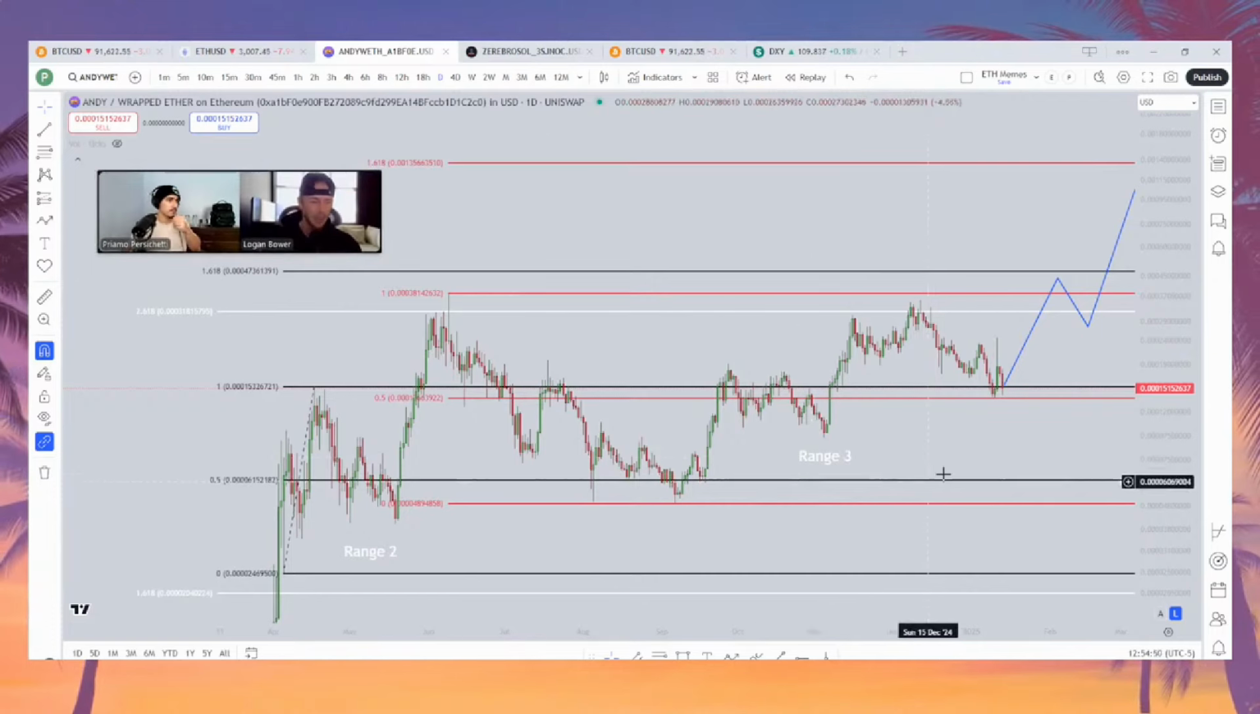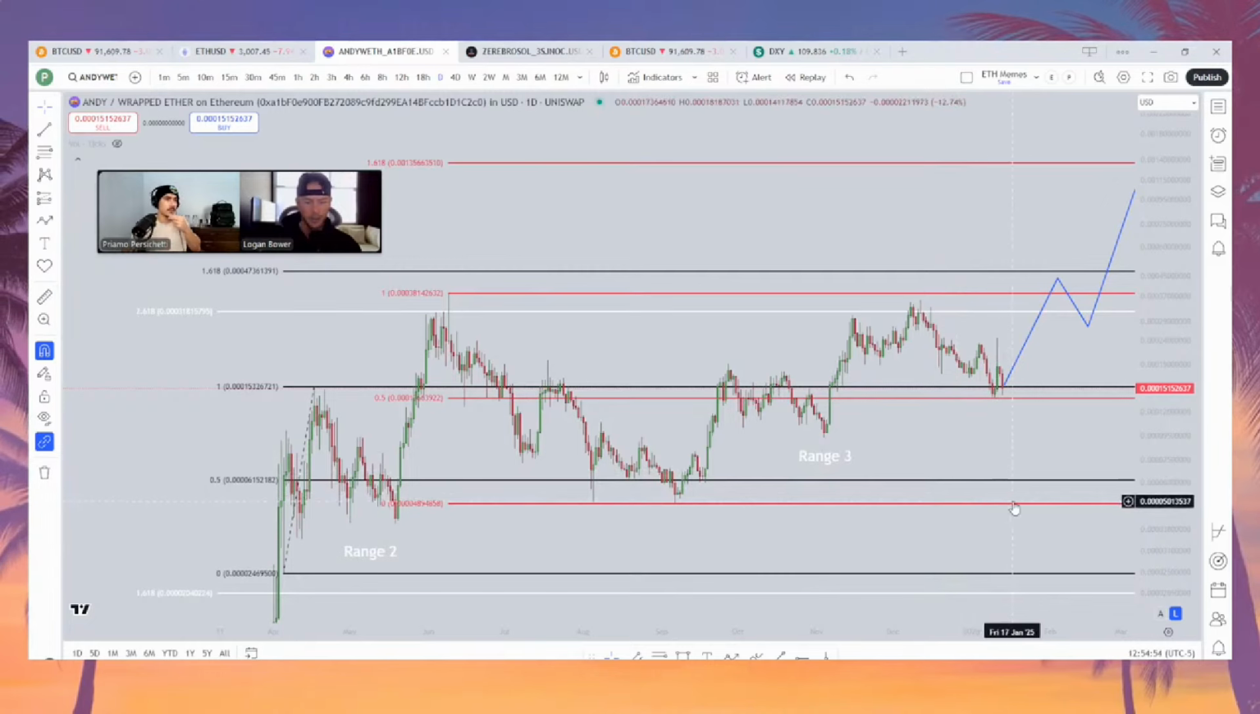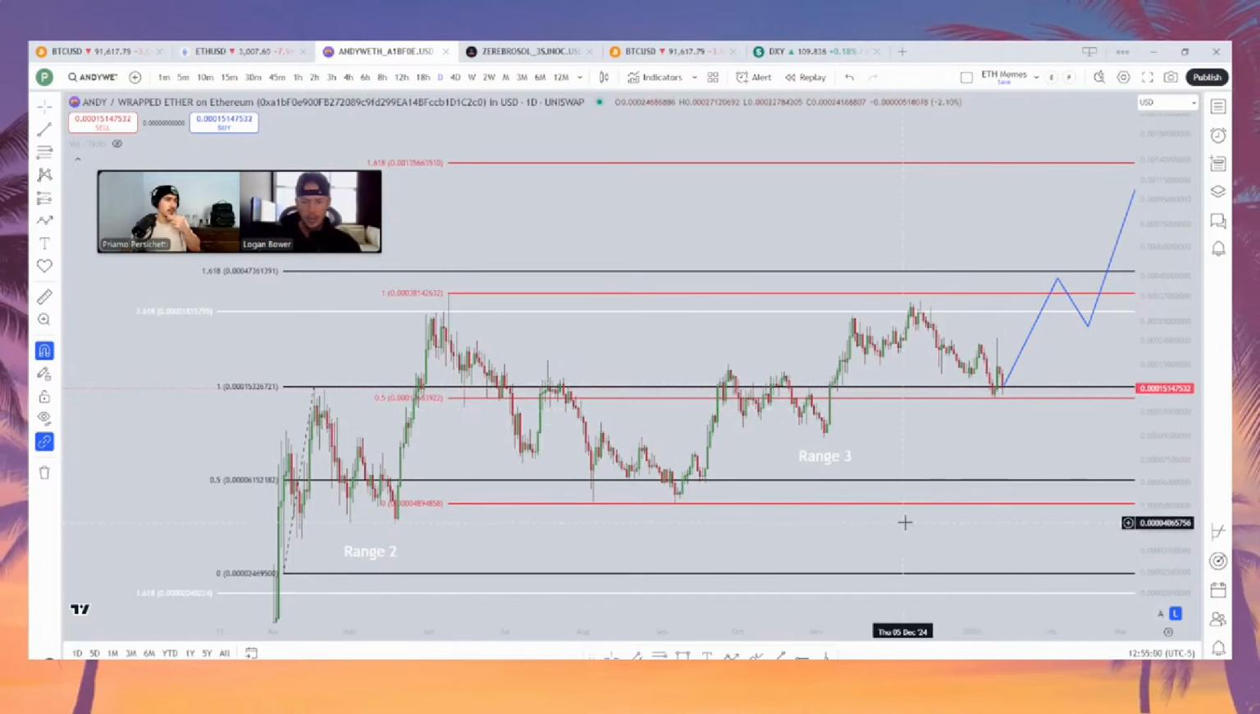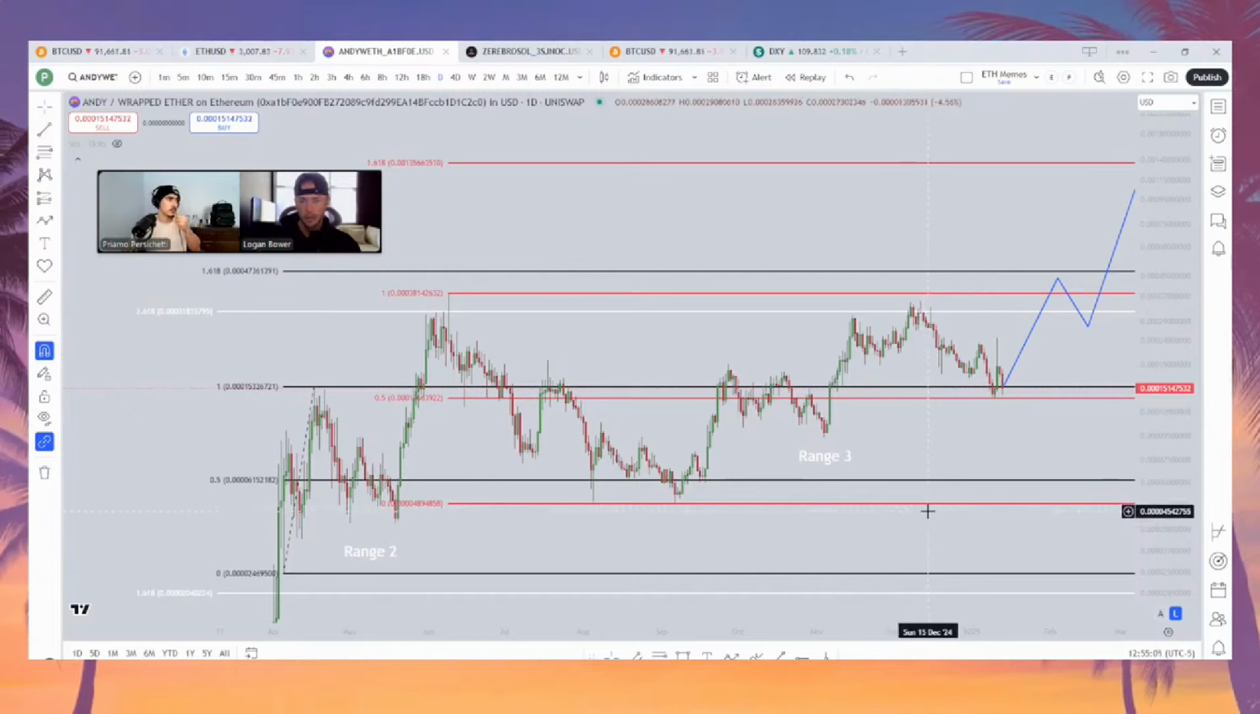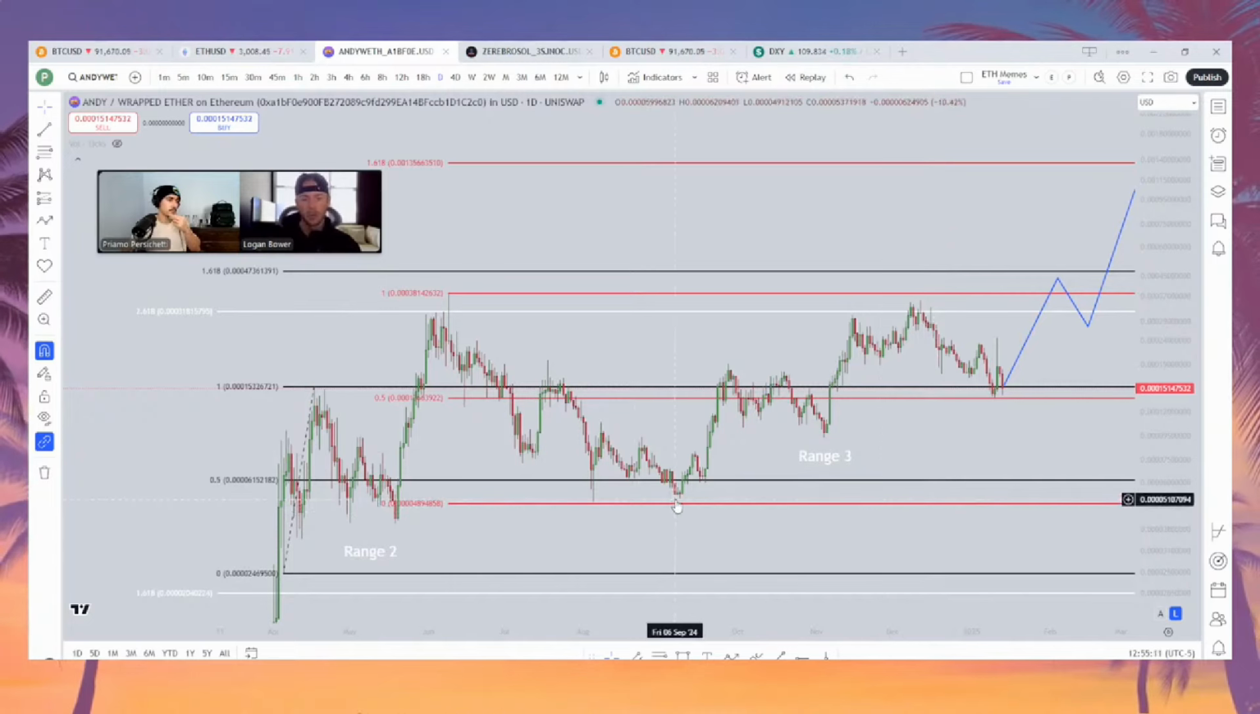So where's the bottom? What's the market cap for the bottom of the range that it's in currently? 50 mil. And it's at what, 150 mil right now? Yep. So if that happens, it's what, a 60% ish pullback. Yeah, 60% ish pullback, absolute worst case scenario.